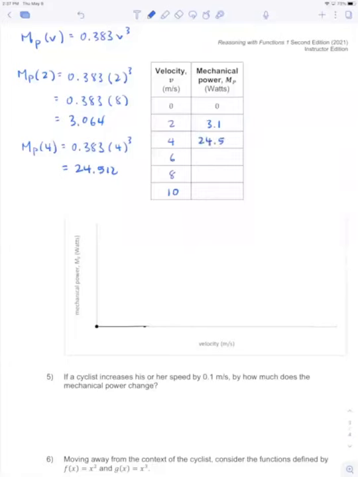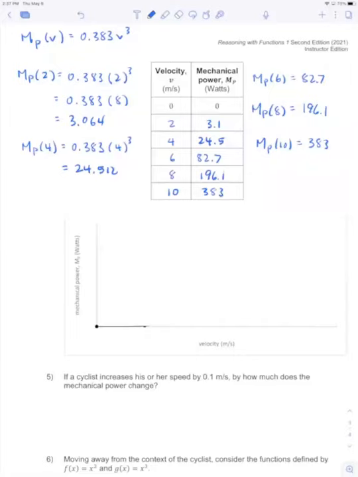The same thing for m sub p of 6. This is going to give us about 82.7 after rounding. So here's 82.7. M sub p of 8 is going to be about 196.1. And then m sub p of 10 is going to be 383. And we didn't need a calculator for that.